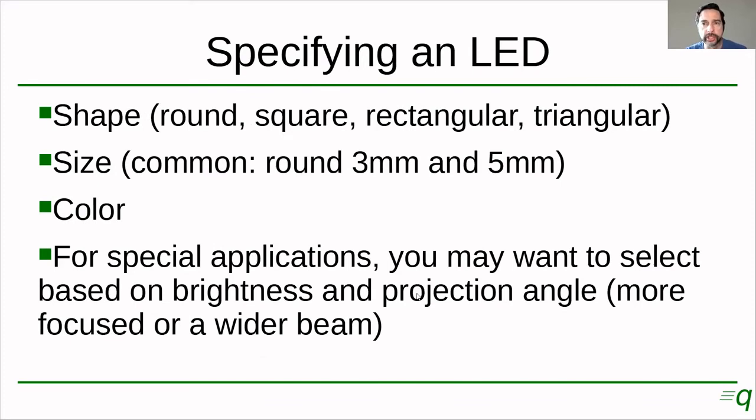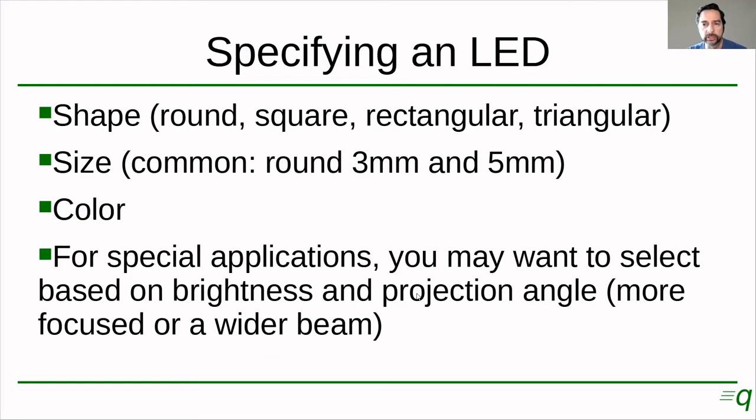If you want to purchase an LED, what would you look at? First, shape. Whether it's round, square, rectangular, triangular. So they come in many different shapes and also many different sizes, typically around 3 millimeter diameter or 5 millimeter diameter. Those are very common ones for indicator LEDs. Other thing you want to specify is the color, right? You may want a red or a green or blue or whatever.